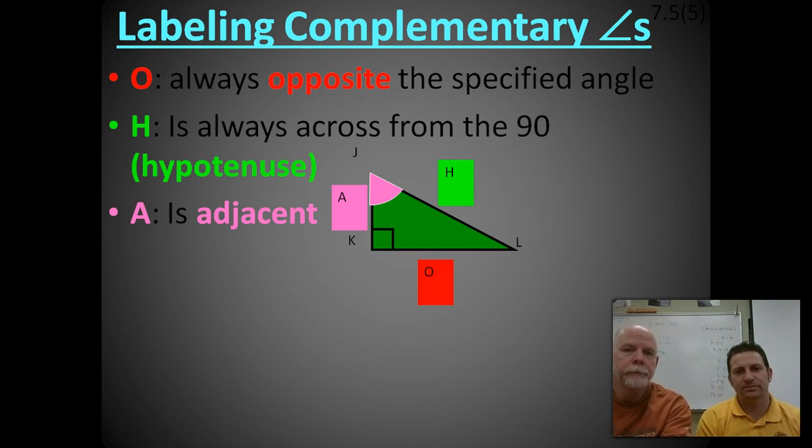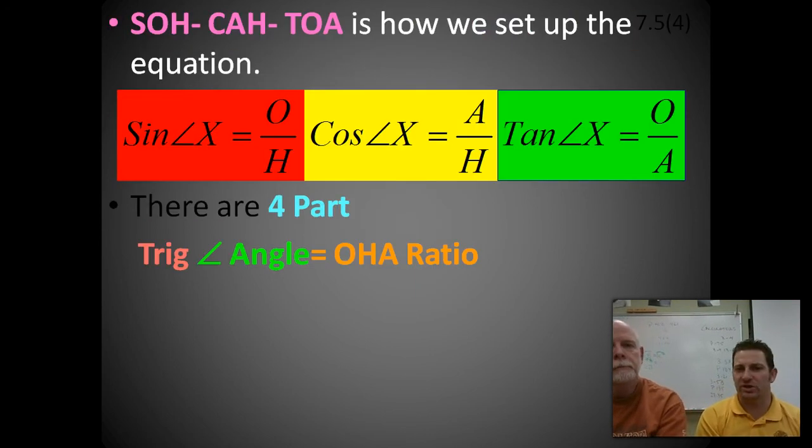All right, so SOHCAHTOA is how we set up the equation. We saw that on the first slide, and so basically, here's what it is. The sine of angle X is equal to the opposite side over the hypotenuse. The cosine of angle X is the adjacent over the hypotenuse, and the tangent of angle X is the opposite over the adjacent. And if you look up there at the top where it says SOHCAHTOA in the purple, you see that S is for sine, O is for opposite, and H is for hypotenuse. And you can kind of see the ratio there. And then cosine X is adjacent over hypotenuse, and tan X is TOA, and that's opposite over adjacent.